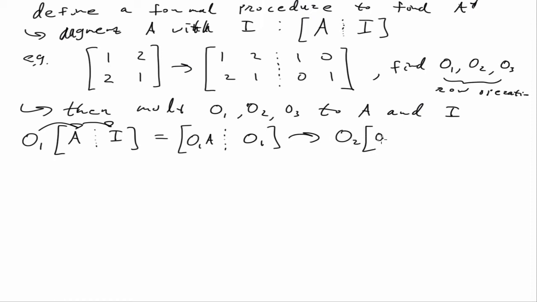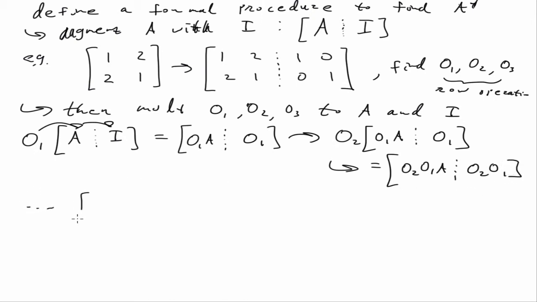And then I go to the next step, O2 times O1 times A times O1, and that becomes equal to O2 times O1 times A, dotted line, O2 O1, right? And we can continue that all the way until you get the identity over there. We found all of them. And then we'll have ON, ON minus 1, all the way to O2, and then O1. And this, of course, then reads out the identity matrix.